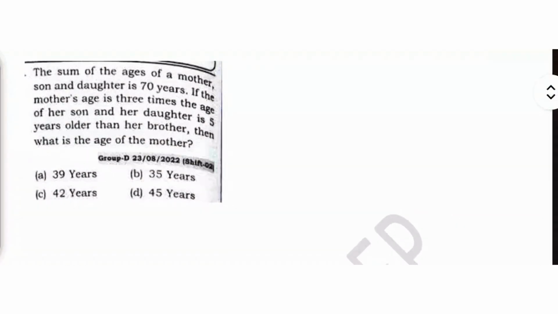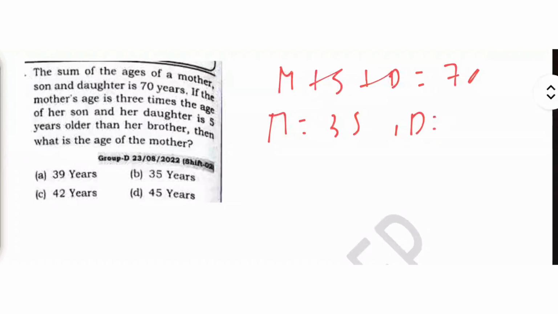The sum of the ages of mother, son and a daughter is 70. This is mother, son, daughter as 70. If the mother's age is 3 times the age of a son, and a daughter is 5 years older than a brother, then find the age of the mother.